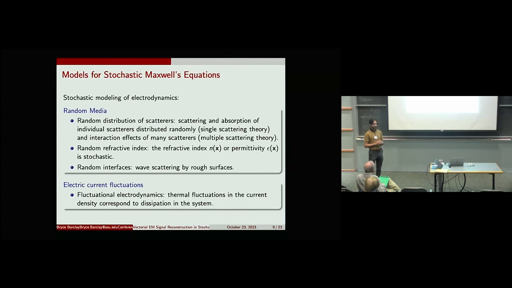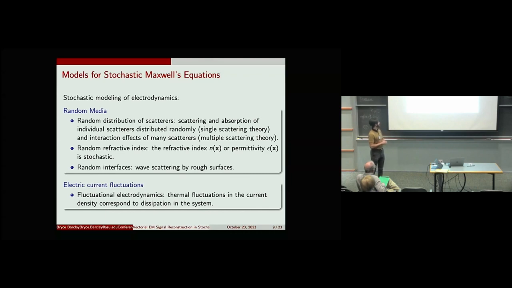properties of scattering off of a single particle, and then summing together the scattering of a random distribution of those particles, and that's a single scattering theory. But of course, that will ignore secondary effects. So to study beyond that, you would need multiple scattering theory. There is also a model of a random or stochastic refractive index or permittivity. And then, of course, random interfaces, where the interface through which a wave propagates is randomly distributed.